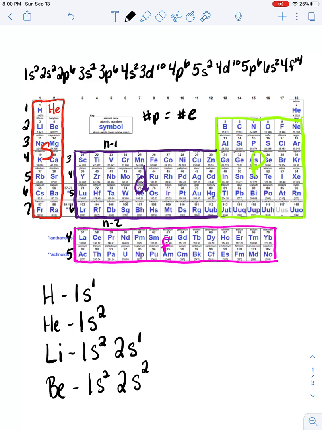Now let's skip a few and let's do carbon. So carbon has an atomic number of 6, which means it has 6 electrons. So I can just copy 1s2, 2s2. Now we're getting to something a little bit different.